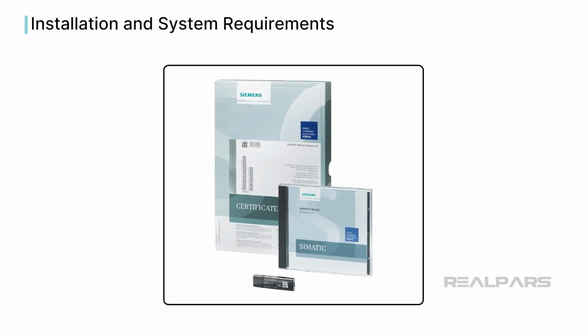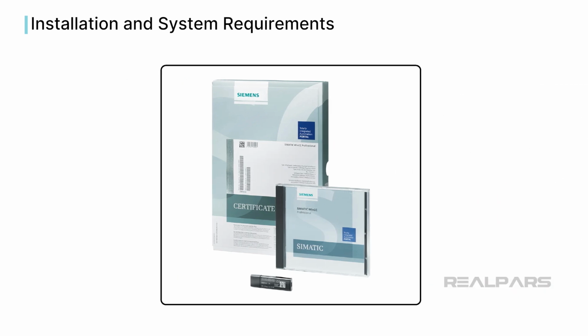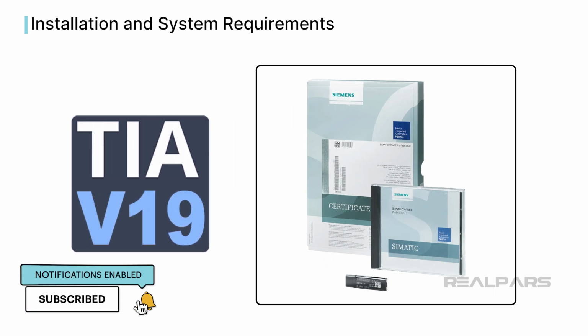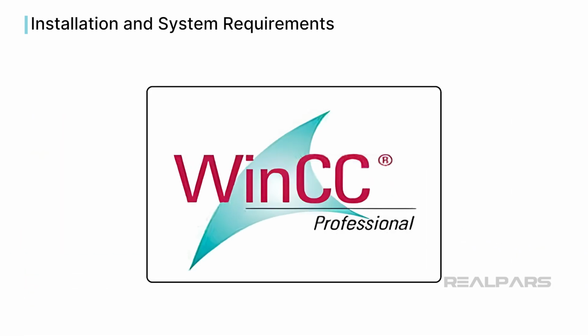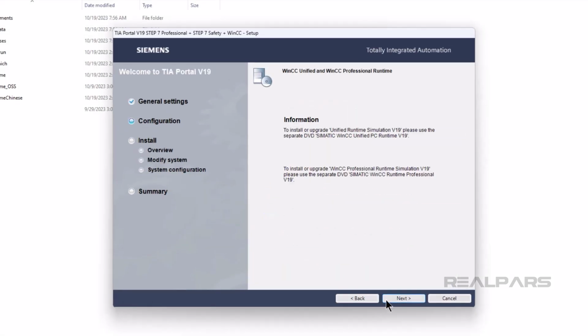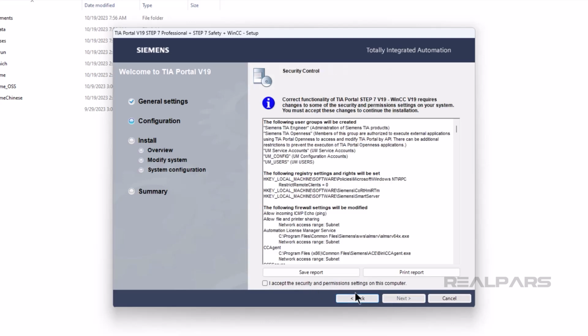I also ensure that I have the proper licenses for the software version and optional software modules I may have purchased. This version of WinCC comes as an integrated application within TIA Portal Professional version 19. Other versions of WinCC are available, including a standalone client-server application that can be used with other manufacturers' PLCs. Once I have gathered all the required hardware and software, I follow the step-by-step installation instructions provided by Siemens.